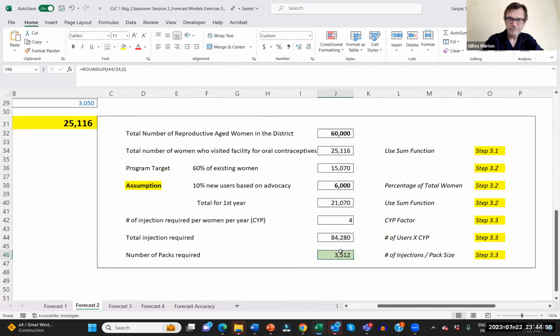We get 3,512 packs. We could have added an assumption for the 3.2% population growth, taking that into consideration and adding it to the 10%. It would have been one more assumption and would not have overcomplicated things, but let's take it like that for the moment. That's enough in terms of assumptions. I hope this is clear. It's a bit more complicated.